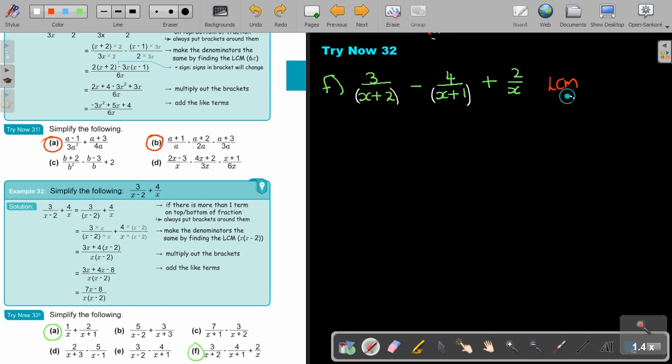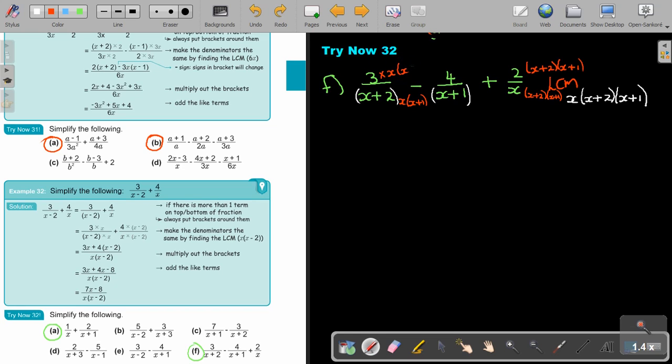So my LCM is going to be x plus 2, x plus 1. Okay, so in this case, I'm going to multiply with x plus 2, x plus 1. x plus 2, x plus 1. x plus 2, so this is going to be that cancel, but it's still x plus 1.